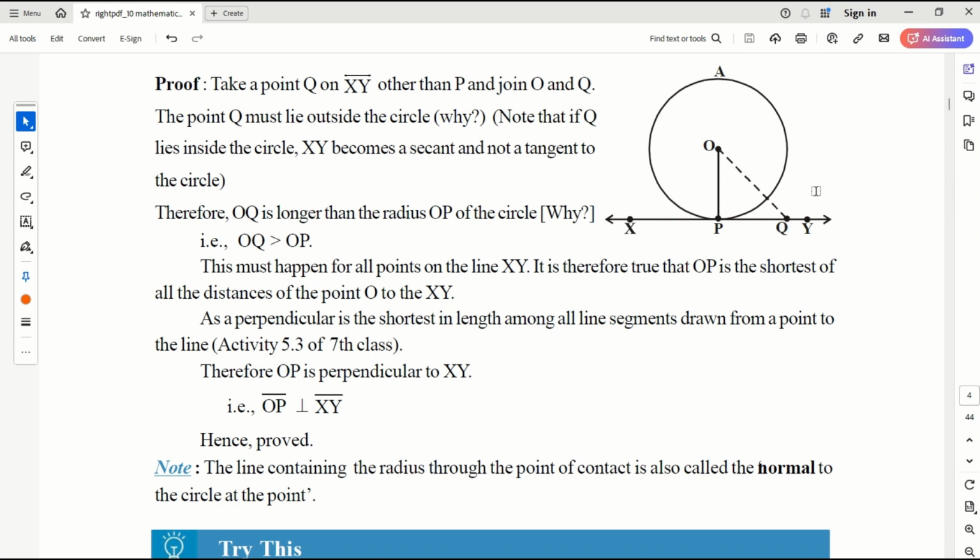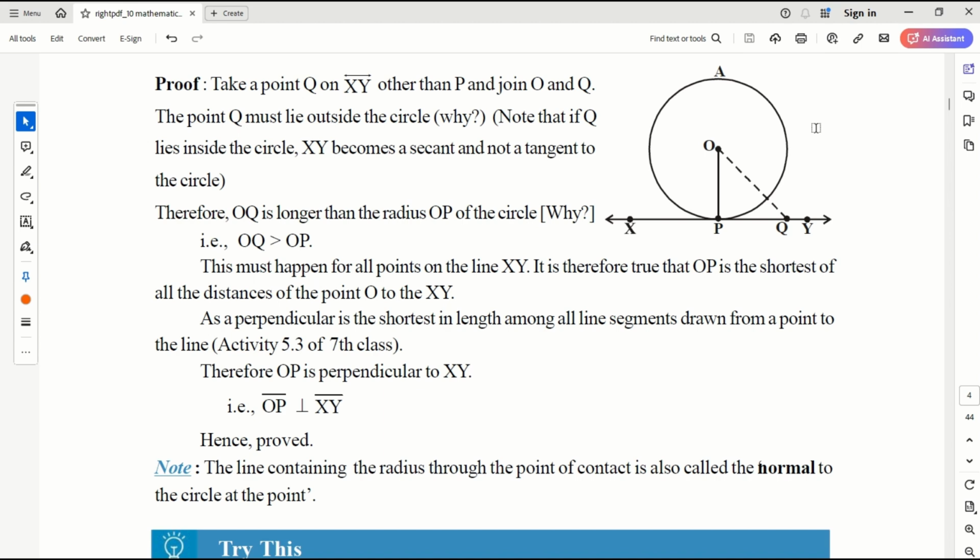So obviously, OQ will be greater than OP. Correct? But what we have learned is, if a point and a line are given, only the perpendicular line from the point to the line is the smallest distance. Correct? The shortest distance from a point to a line is the perpendicular line. Which means OP is the shortest distance here, not OQ.